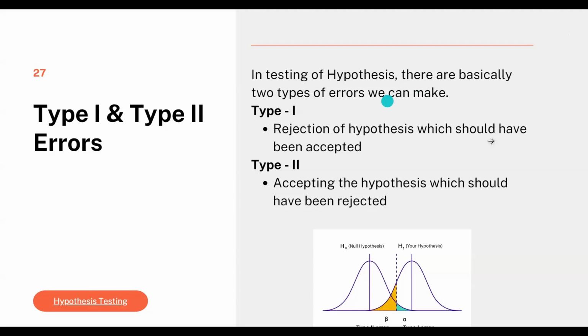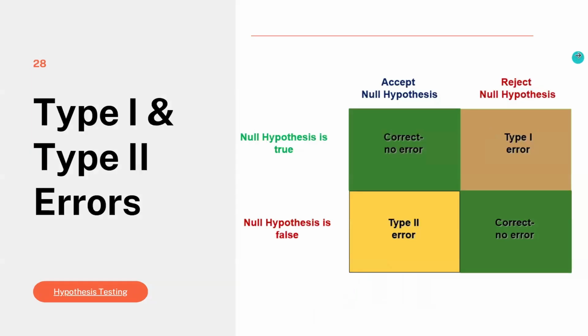To get a better understanding about this, see the picture here. So the first is the null hypothesis is true. In first case, the null hypothesis is true. If it is accept the null hypothesis, then it is correct. There is no error in it. If the null hypothesis is true, but we reject the null hypothesis, this is called a type 1 error. The second scene is the null hypothesis is false. So if the null hypothesis is false, then we accept the null hypothesis. This is called a type 2 error.